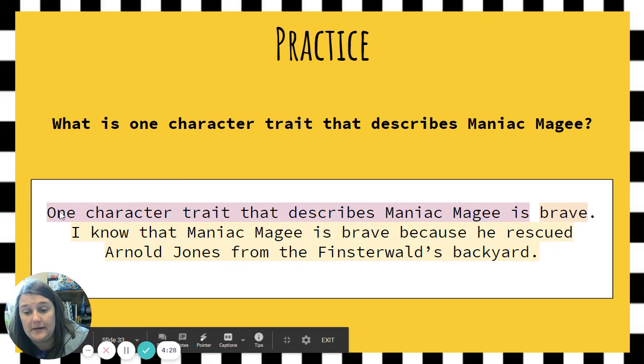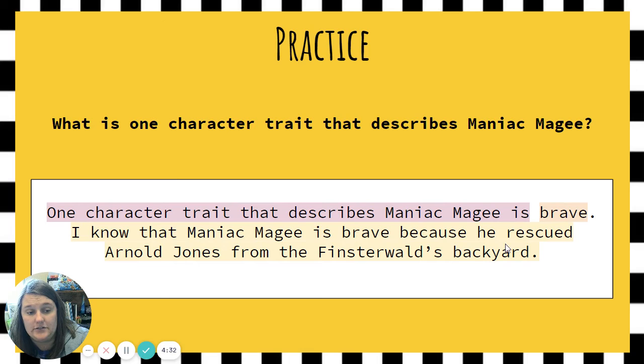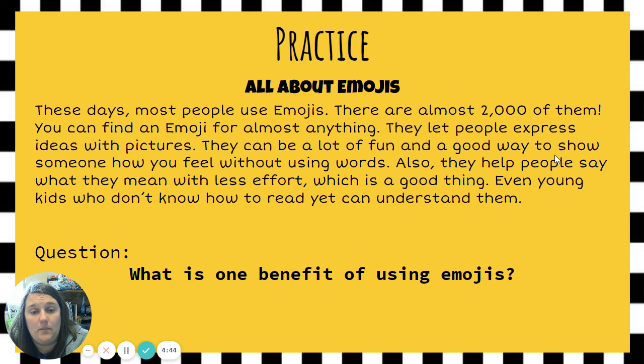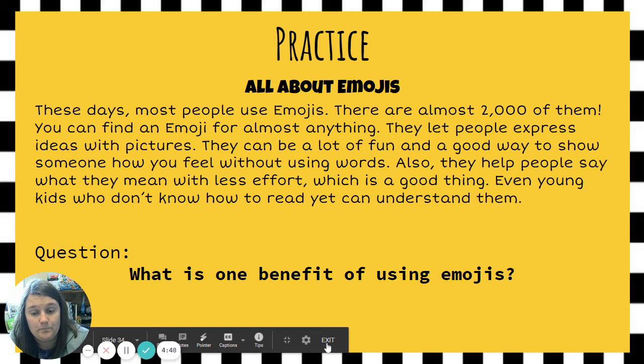I want you to notice your restating of the question and the answer, that's one sentence. Your second sentence, you're going to have your evidence sentence starter, okay? So I have the I know because, okay? And then your evidence, either in your own words or in a quote. So if I wanted to quote, though, let me show you how I would do that.